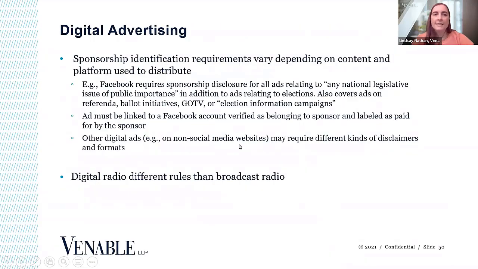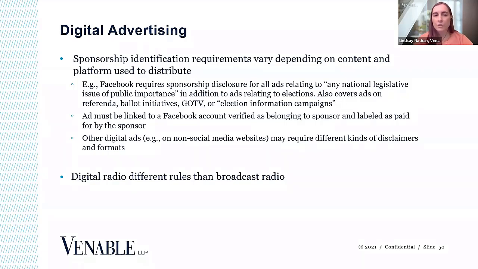For digital advertising, the sponsorship identification requirements are going to vary quite a bit depending on the content and platform. So for example, if you're posting paid advertisements on social media platforms, most of those platforms have their own sponsorship requirements. You'll see at the top of a Facebook post, for example, that the ad was paid for by a specific organization. And typically the platforms require the full legal name of the organization. They will verify your organization before they will allow you to actually do paid advertisements on their platforms.